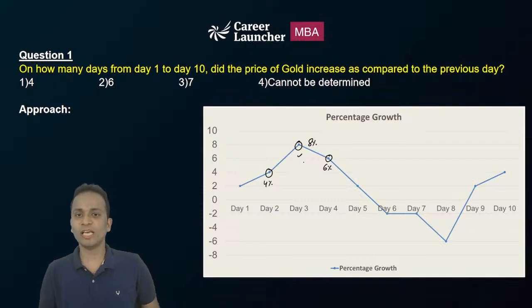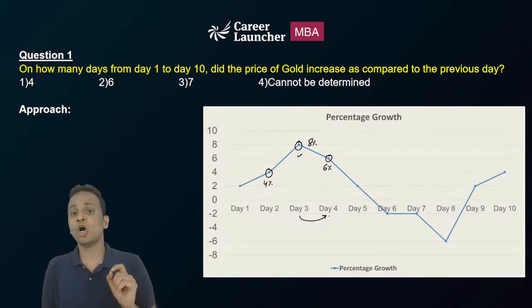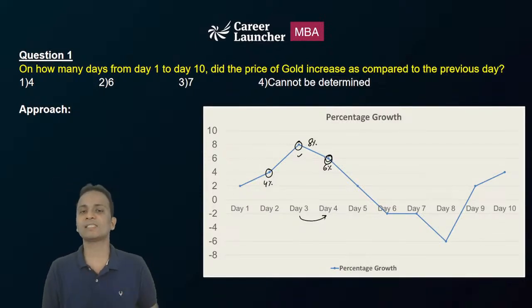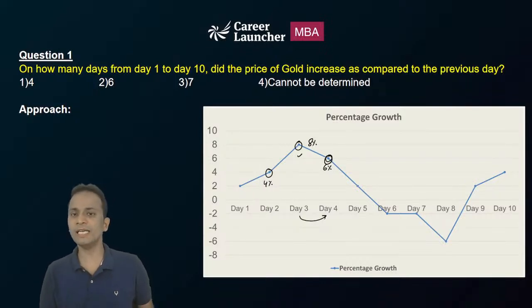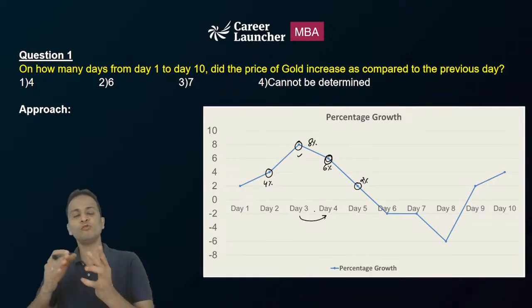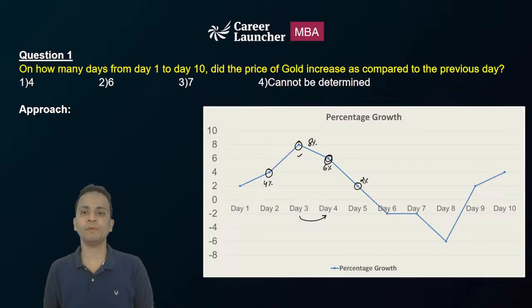Okay, so if I check the price of gold from day 3 to day 4, whatever the price was on day 3, on day 4 the price is 6% more as compared to day 3. So again I can say that the price of gold has increased on day 4. Similarly, day 5 the growth is 2%. Okay, so from day 4 to day 5 the price has increased by 2%. So again, day 5 should be considered.